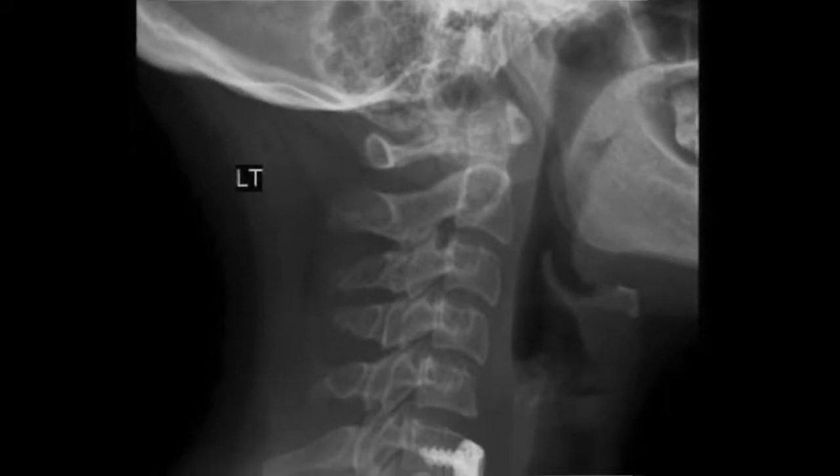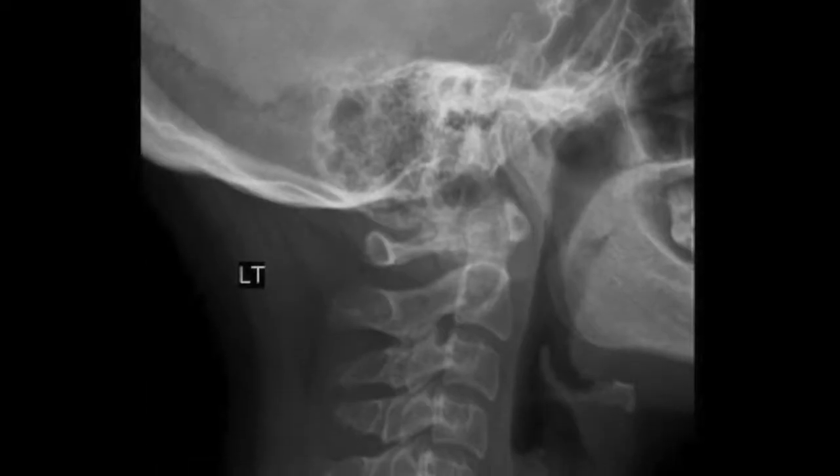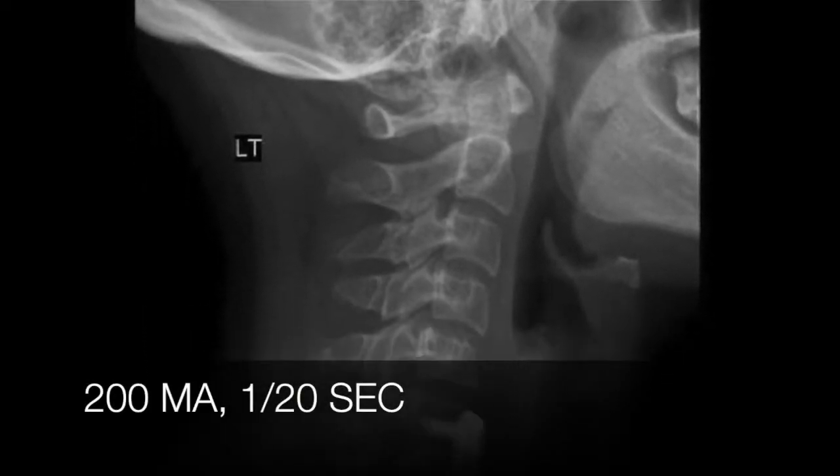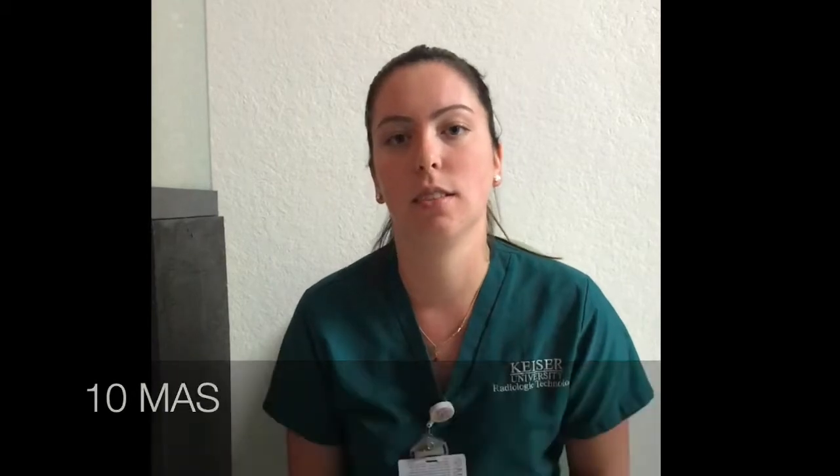This is a cervical spine x-ray taken on a patient. On this image, 100 MA and 1/10 seconds was used. As a result, I got 10 MAS. The next image of the cervical spine, the MA was increased to 200 and the time was decreased to 1/20. As a result, I got the same MAS, which was 10. So what I'm trying to explain is that using the reciprocity law, MA and time are inversely proportional.